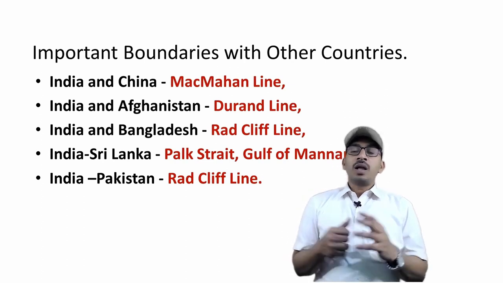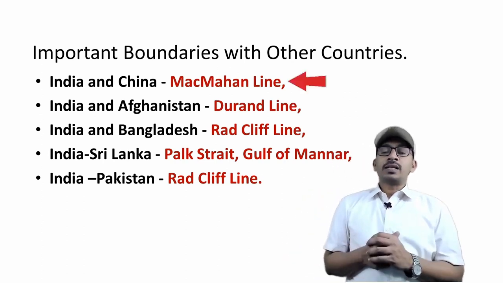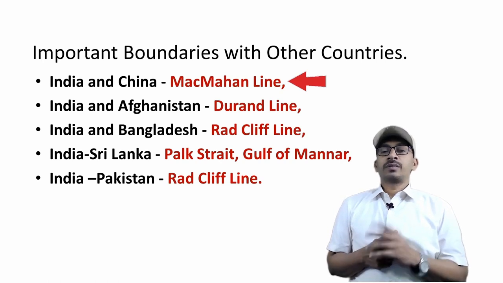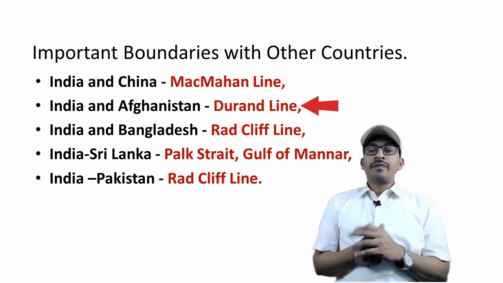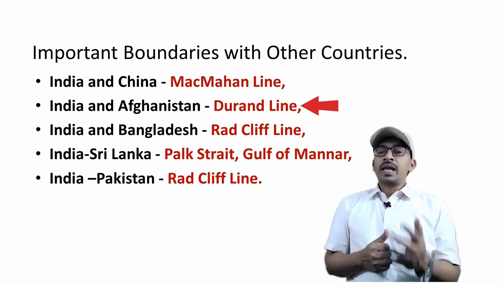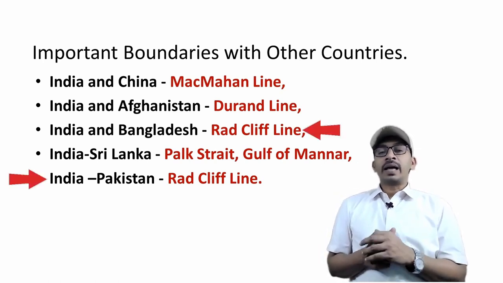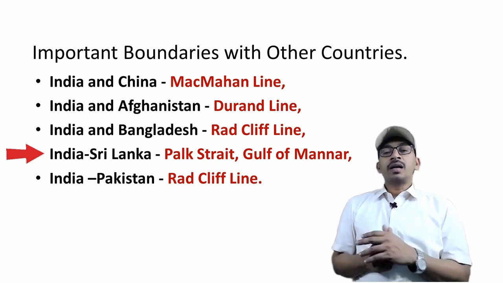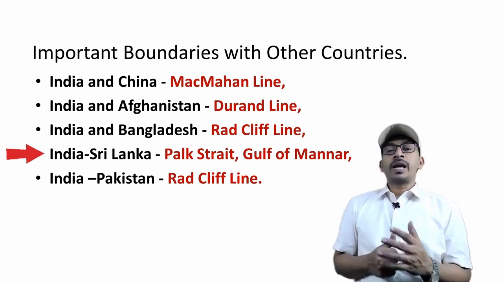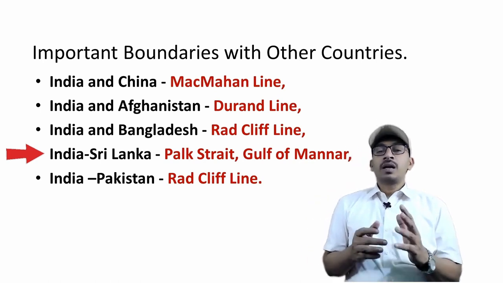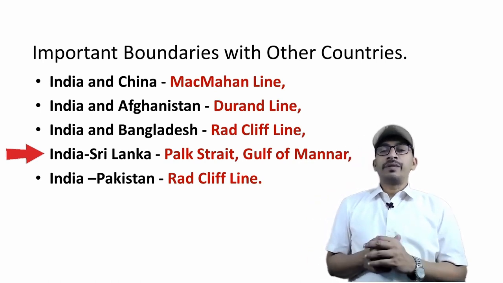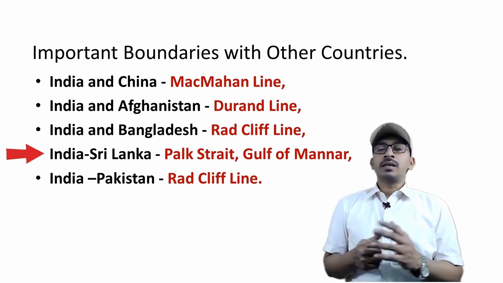Now let's revise all the important boundary lines that we discussed till now. India and China are separated by the McMahon line. India and Afghanistan by the Durand line. India and Bangladesh, and India and Pakistan, by the Radcliffe line. India and Sri Lanka are separated by water bodies, Gulf of Mannar and Palk Strait. These are important demarcation points between India and other neighbors.